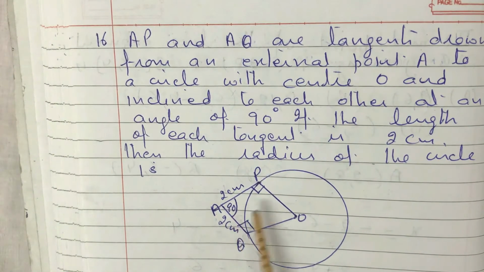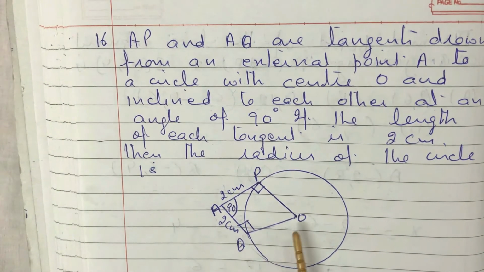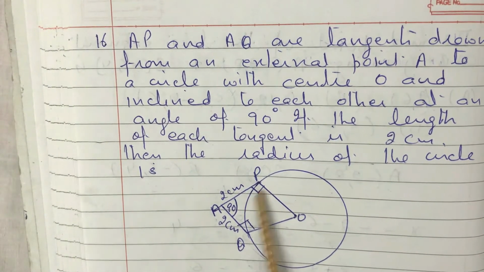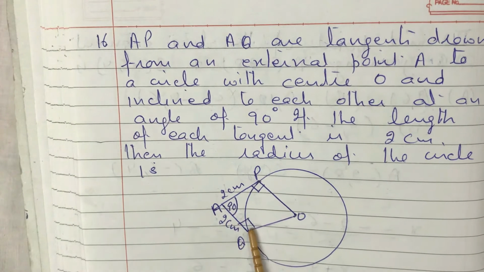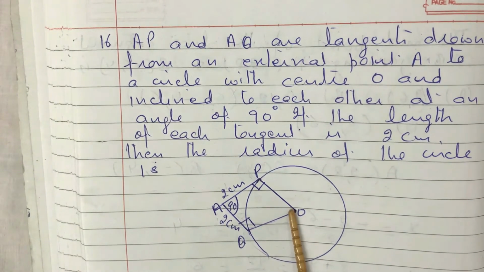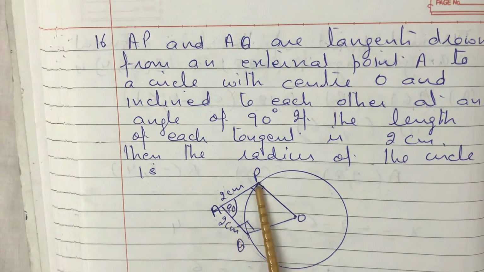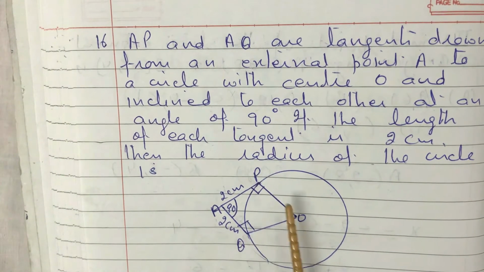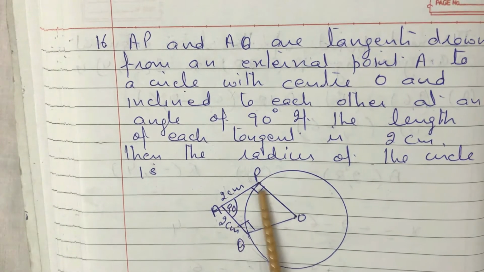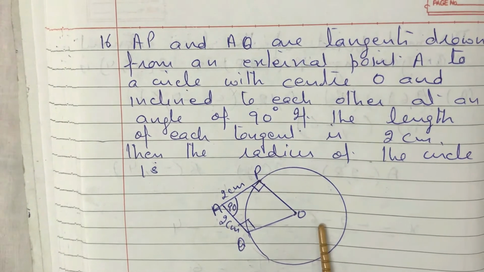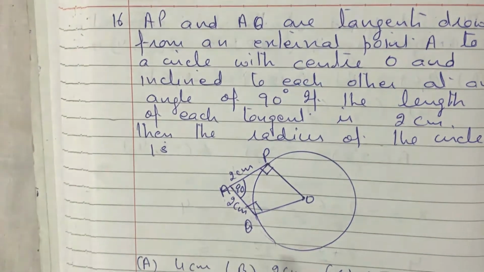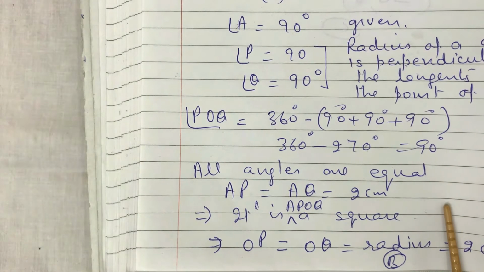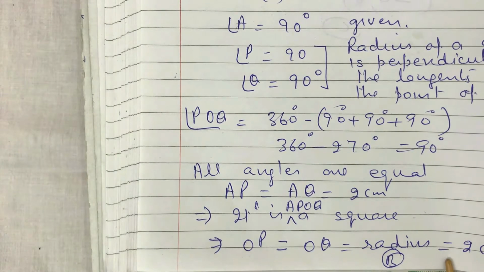And this angle is 90 degree because radius is perpendicular to tangent at the point of contact, and this angle is 90 degree. So if these 3 angles are 90 degree, then this angle is 90 degree. So all the angles are same and the adjacent sides are equal. It means this is a square. If this is a square, then all sides are equal. It means OP and OQ, which are radius, that is equal to 2 cm. So B is the option here. Everything I have written here, so you can check it, and B is the option.